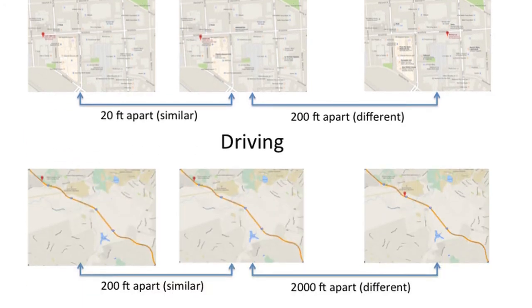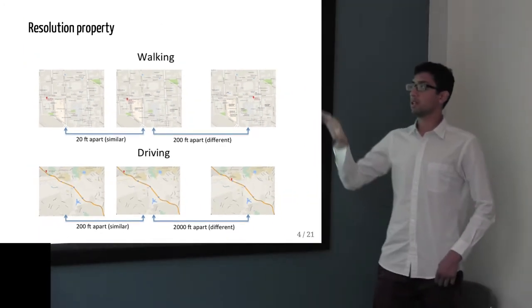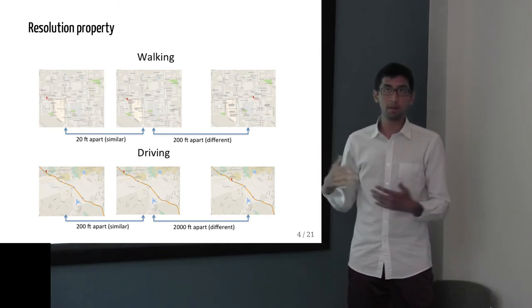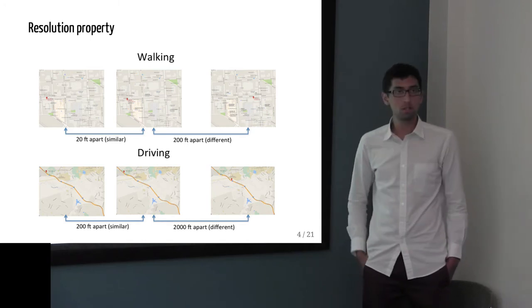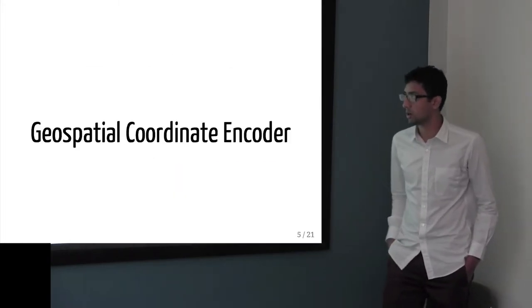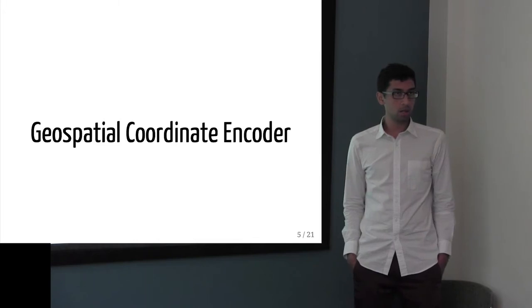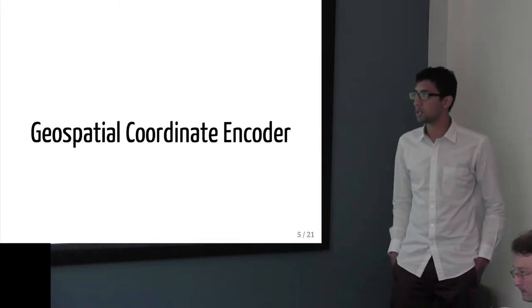But if you're driving, then the same 200 feet apart that used to be different in walking is now pretty close. So you haven't moved that much on the highway. But 2,000 feet apart, if you move farther along, then that's different in driving. And again, it's different if you're flying. So really, your speed determines what semantic similarity means. So the encoder should respect that. That's the second property. Those are the two main important properties of the geospatial encoder. So now we'll get into how it actually works and how it achieves these two properties.